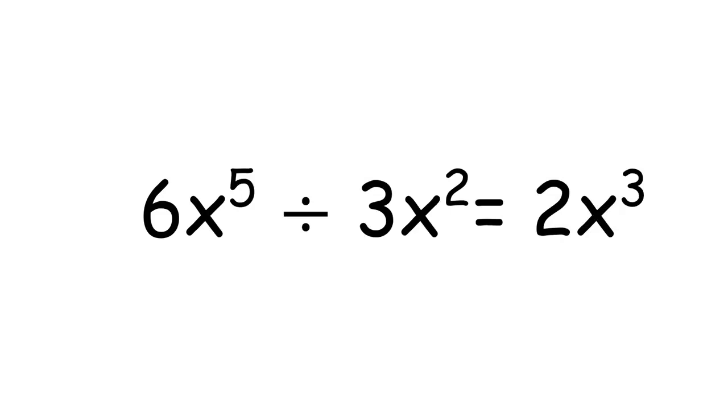Division is the opposite of multiplication. So to divide one exponential by another, just divide the coefficients and subtract the exponents. So in this case, 6 divided by 3 is 2, and 5 minus 2 is 3, so our result is 2x to the third power, or 2x cubed.